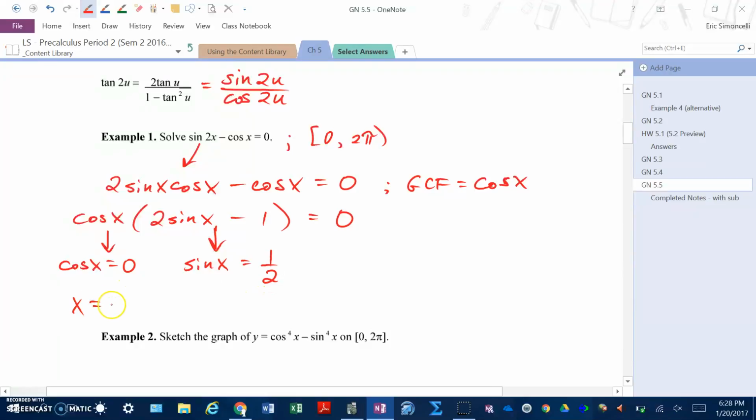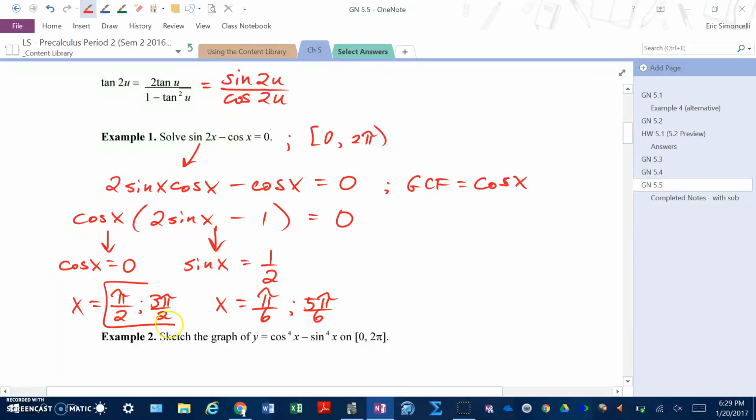Then we start thinking about what angle or angles have an x-coordinate of 0. That's what the cosine tells us. We're thinking that, well, gosh, pi over 2 and 3 pi over 2. Those two angles have an x-coordinate, or cosine, of 0. We look at the other equation, and we think, okay, what angle or angles have a y-coordinate, which is what sine is, of 1/2. We think of our unit circle, and those two angles would be pi over 6 and 5 pi over 6.